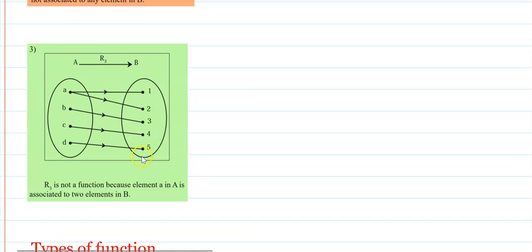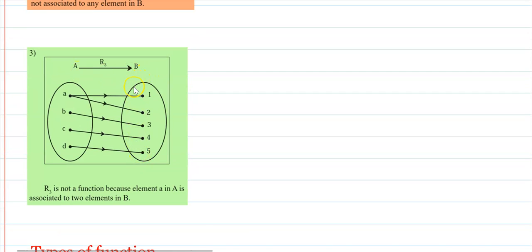Now the next is the relation R3 shown to us. Okay, and here the image of A is 1, 2, image of B is 3, image of C is 4, image of D is 5. But here the image of A has two values, that is 1 and 2, and therefore R3 is not a function. R3 is not a function because element A in A is associated to two elements in B and hence it is not a function.